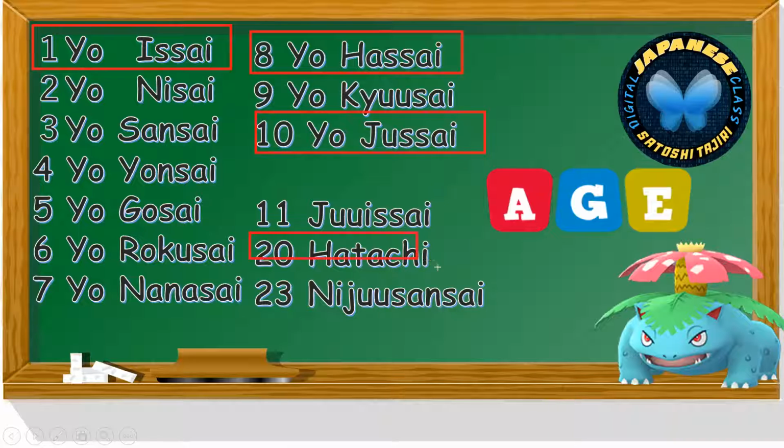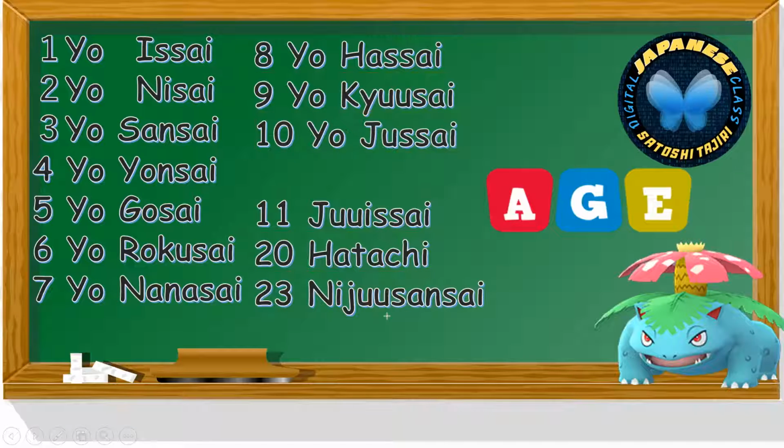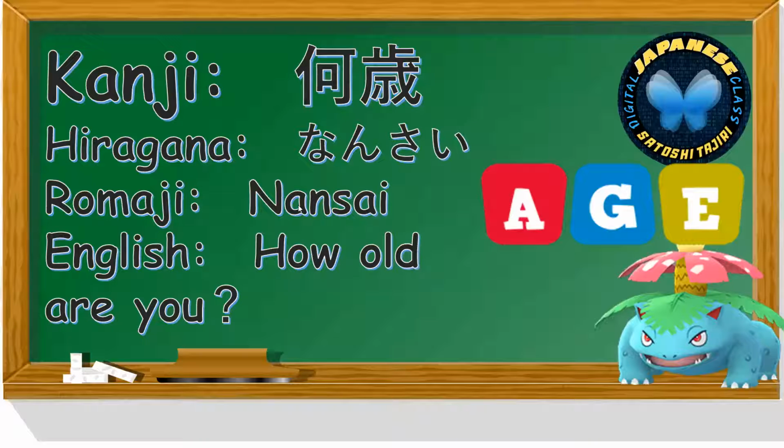And for twenty years old, we have hatachi. How about twenty-three years old? We have nijuu, then sansai. Nijuu sansai. We will talk about numbers in future lessons. So let's first remember the following special readings for age.